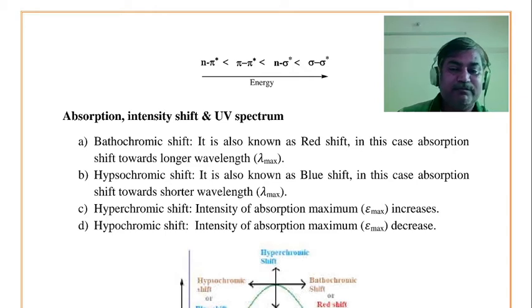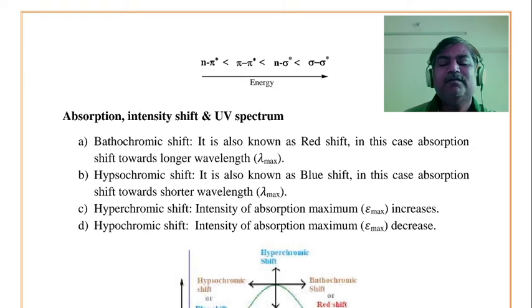Secondly, hypsochromic shift. Absorbance of light radiation takes place towards lower wavelength. Lower wavelength, higher is the energy. Such a shift is called a hypsochromic shift, or it is also called blue shift. Hypsochromic shift, blue shift: absorption towards shorter wavelength.